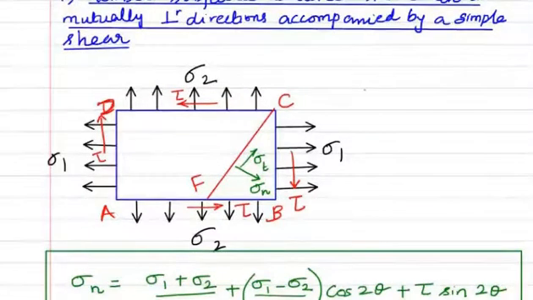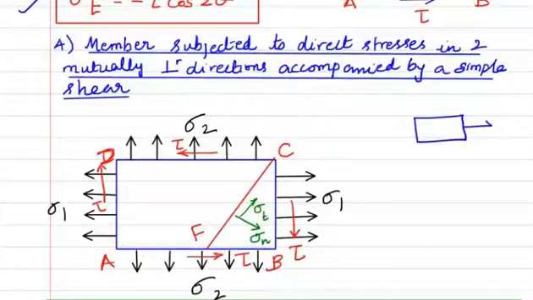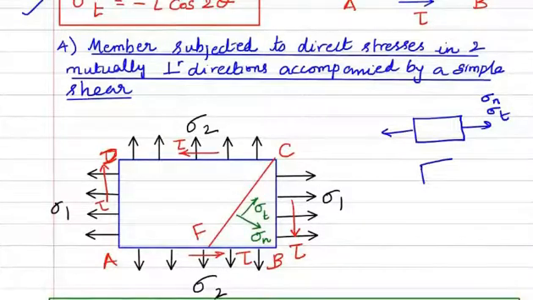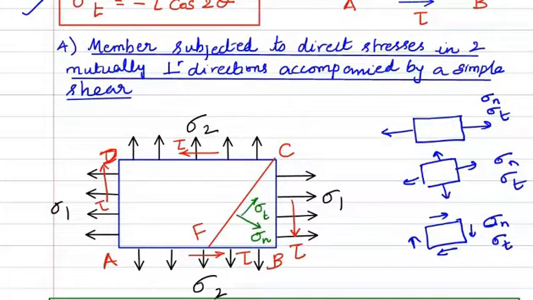So the next case: you are having a body. What are the cases we have seen? A body in which direct stress is acting in only one direction. For this case, we have found the normal stress and the tangential stress. Then forces in two directions. For this case, we have found the normal stress and tangential stress. The third case, shear stress is acting on the body. For this case also, we have found the normal stress and the tangential stress.